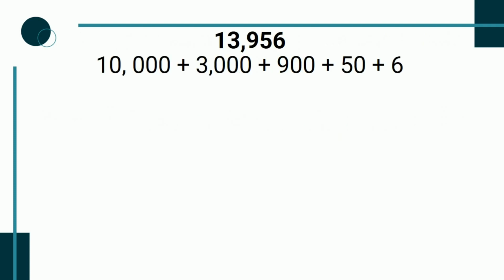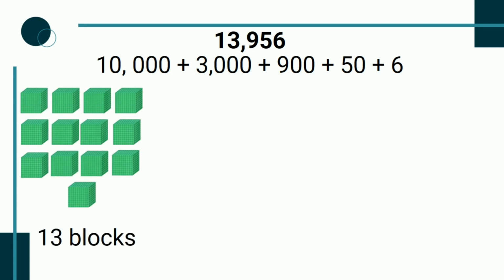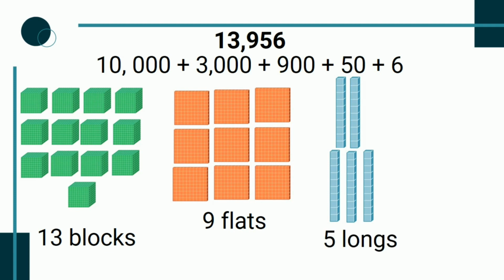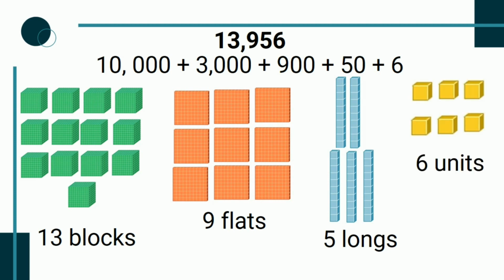Now, 13,956 is in its expanded form. Let us illustrate 13,956. How many blocks are we going to use to represent 13,000? There are 13 blocks to represent 13,000. How many flats are we going to use to represent 900? Alright, there are 9 flats. How many longs are we going to use to represent 50? Yes, we need 5 longs to represent 50. How many units are we going to use to represent 6? Alright, we need 6 units.